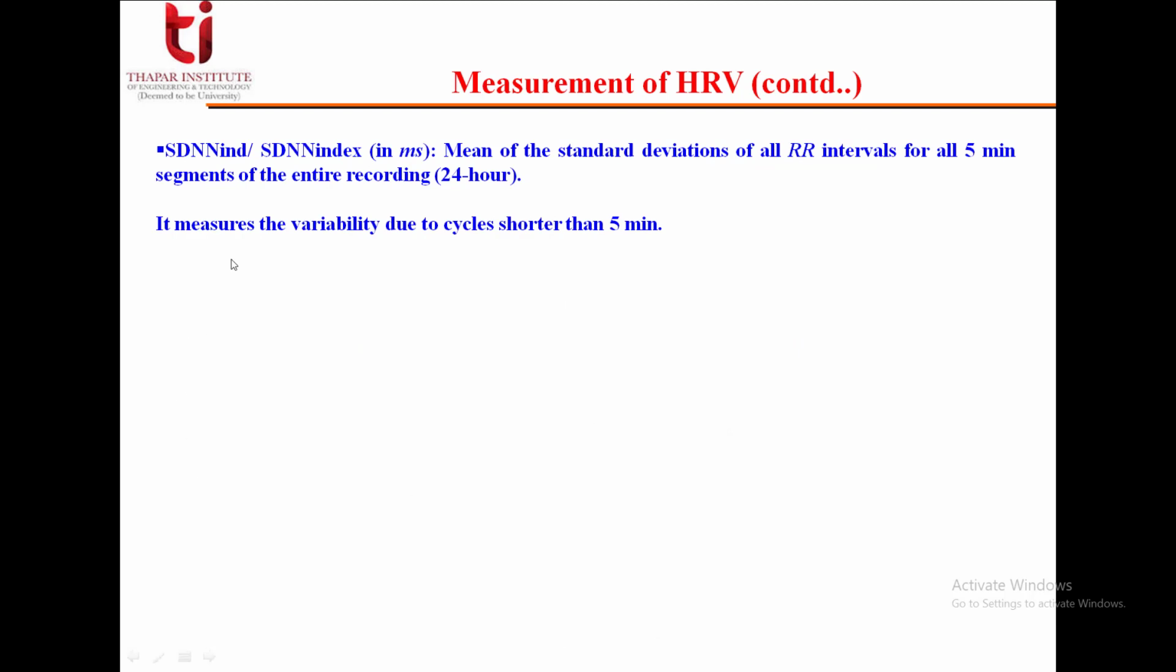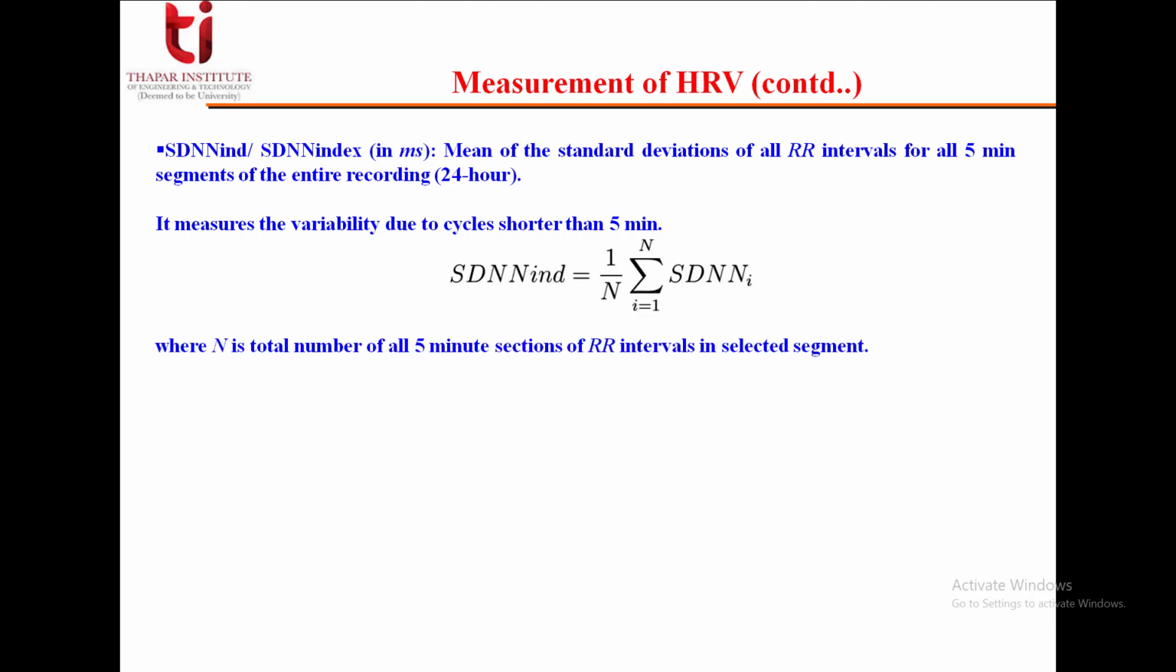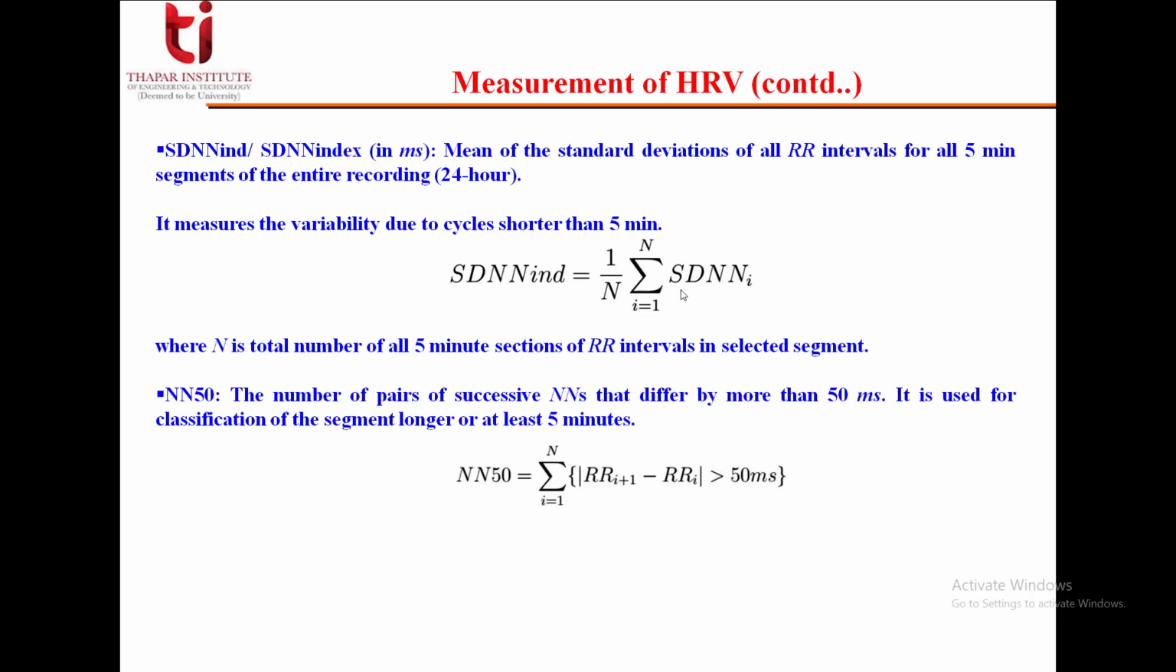Now we have another parameter, that is SDNN index, that will again be measured in milliseconds. It is the mean of the standard deviation of all RR intervals for 5-minute segments of the entire recording, that is for approximately 24 hours. It measures the variability due to cycles which are shorter than 5 minutes. And it is given as you can see, the average of all standard deviations in intervals, where n is the total number of 5-minute sections of RR intervals in the selected segment.